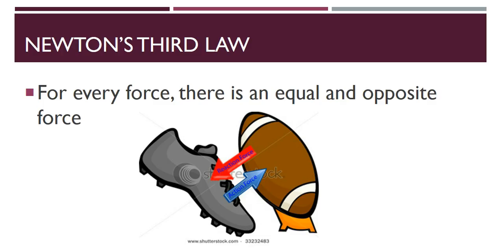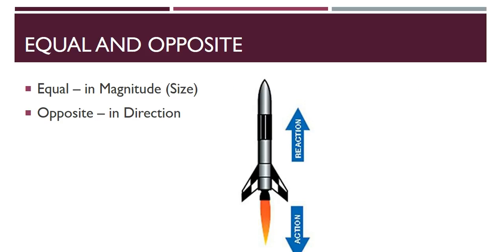Please make sure you have your relearning sheet out as we go through so you can write down the answers to the questions. The big thing here is that for every force, there's an equal and opposite force. We've got the foot kicking the football pushing back on the foot. It's important to know that the size or the magnitude of the forces are the same and the direction of the forces are opposite. The rocket pushes air down, the air pushes the rocket up.